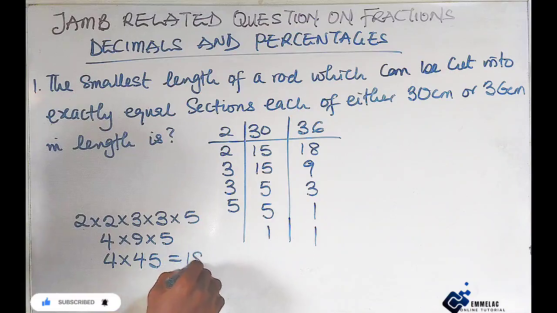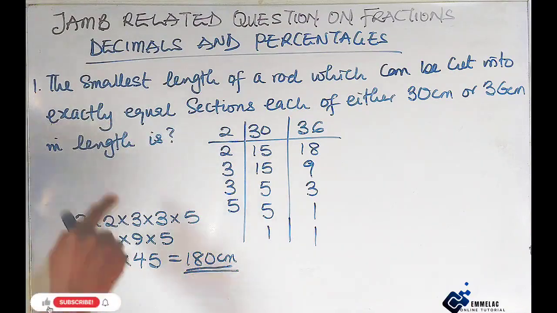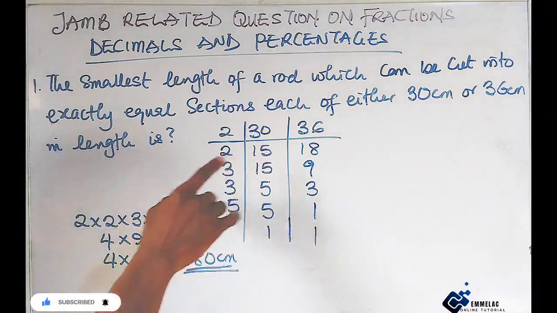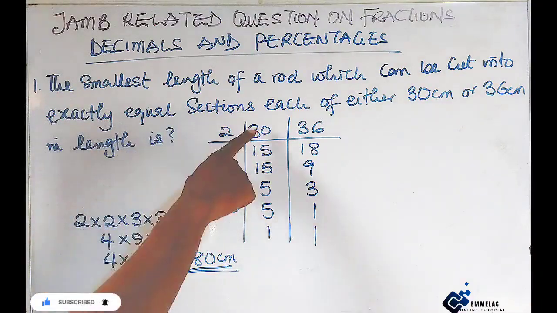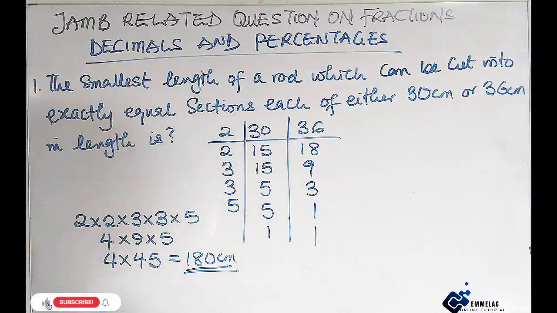Which will give us 180 centimeters. So it implies that the smallest length is 180 centimeters, which when cut equally would give us either 30 or 36 centimeter sections. If you divide this by 30 or 36 centimeters, it will give you equal lengths of the same size.